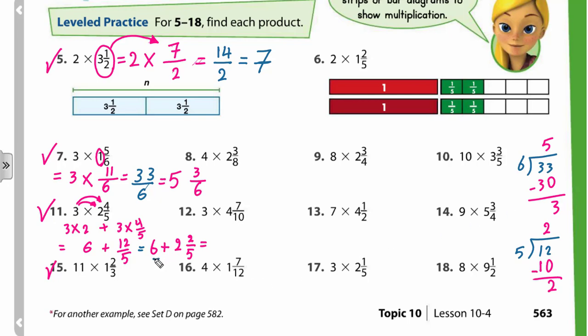Excellent. Now 2 plus 6 equals 8. And of course the fraction as it is, we will not change it. 8 and 2 fifths. Okay, thank you, Muhammad. Great work.